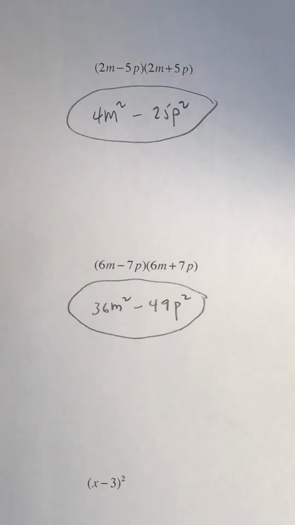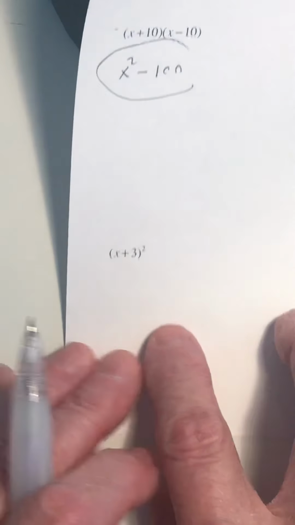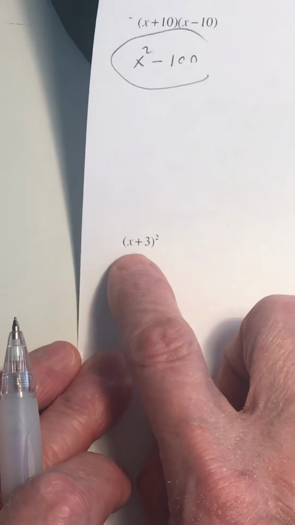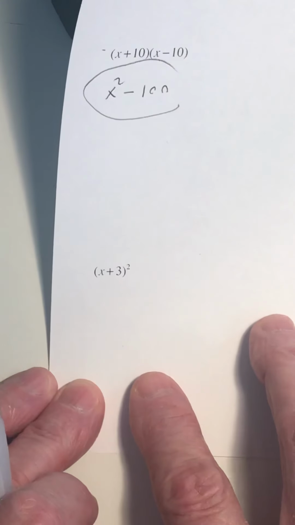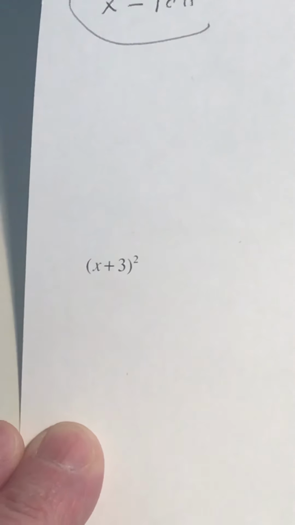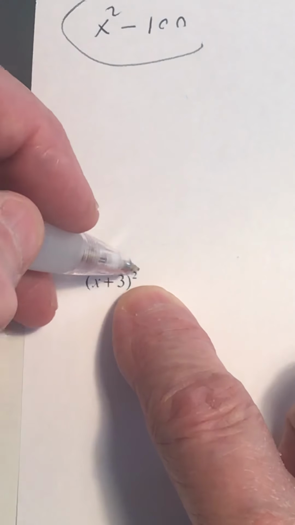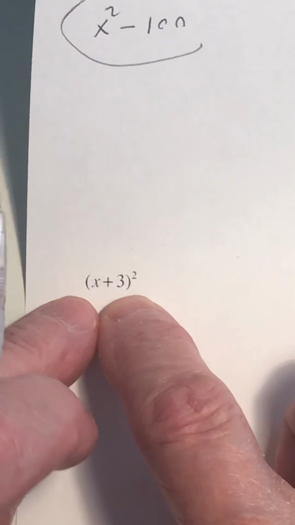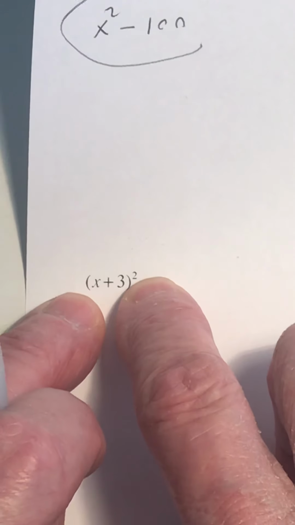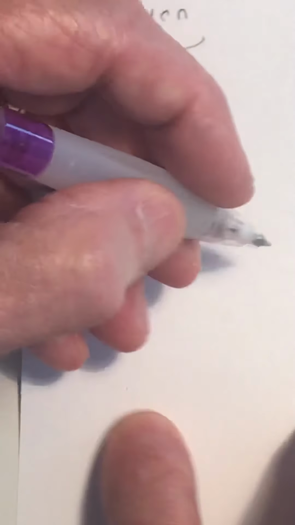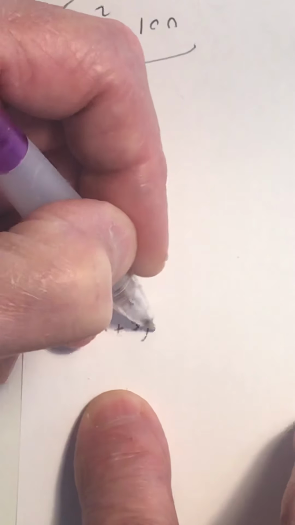Okay, now let's move down here. I'll tell you what this does not mean. This does not mean just do x squared plus 3 squared. No, no, no. X plus 3 squared, remember the definition of this exponent is that it says you write this out as many times as the exponent says, and then you multiply your stuff together. So I got to write x plus 3, x plus 3.